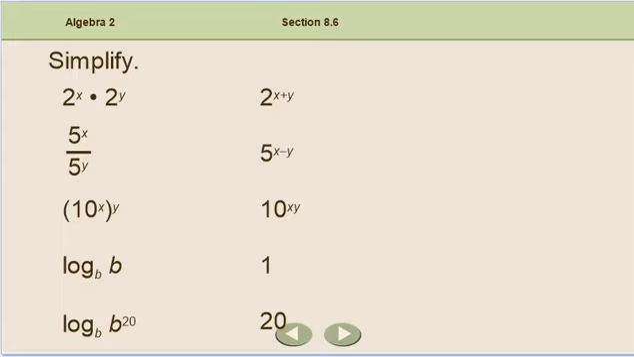So we remembered if we have the same base and multiply powers with the same base, we can add the exponents. If we divide powers with the same base, we can subtract the exponents. If we have a power raised to a power, so 10 to the x raised to the y power, it's just 10 to the xy. These were a couple properties we learned.